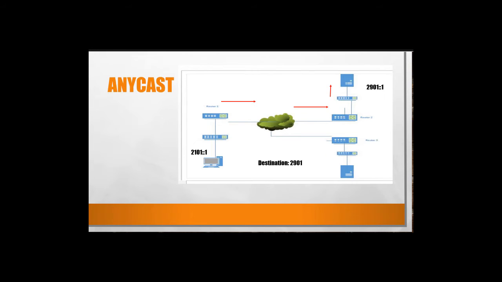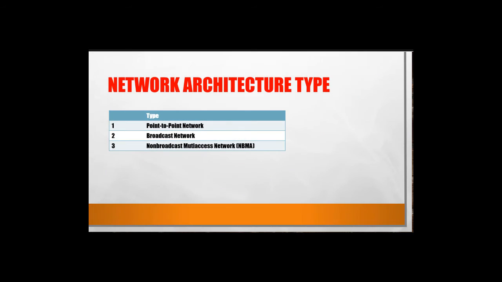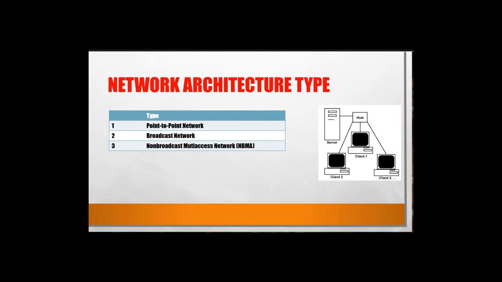Now, we're going to be talking about network architecture type. On the network architecture type is kind of different. For example, we want to have a point-to-point network, broadcast network as well, and no broadcast multi-access network. And you probably are going to be asking why is that important, and we're going to explain right now the importance and the issues that we can find in a few.